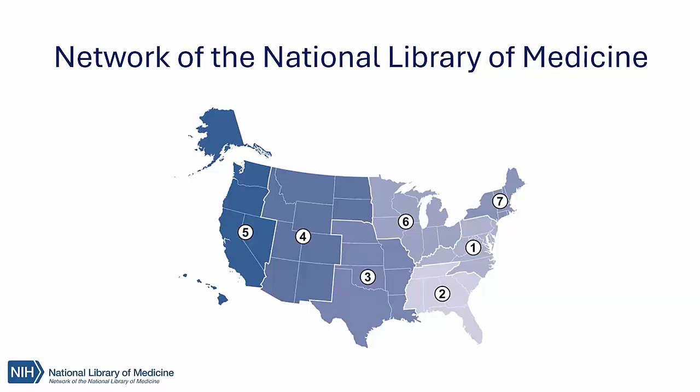The network operates out of 7 regional medical libraries, or RMLs, and the RMLs offer training and funding opportunities to support equal access to biomedical information. On this slide is a map of the United States showing you the locations of those 7 RMLs. So those are our acronyms: NIH, NLM, NNLM, and RML.